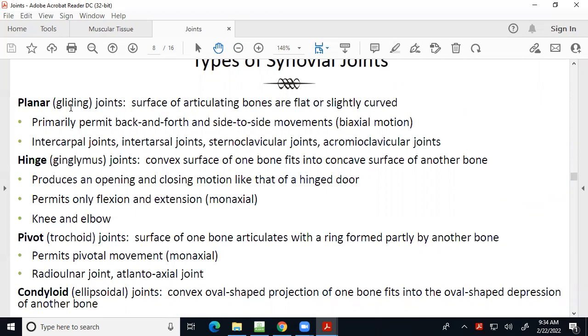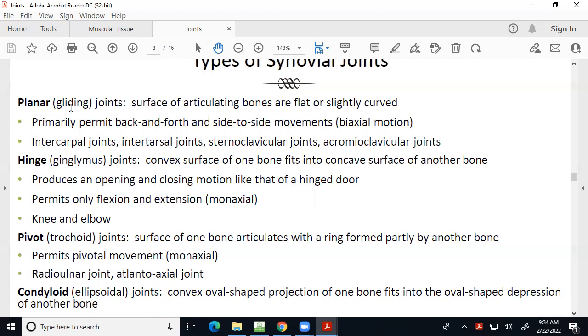Bi, hopefully you all know by now, is a prefix that means 2. If you think about the 3-dimensional world, there are 3 axes: front to back, side to side, and up and down. Planar gliding joints can perform 2 of those. Examples include intercarpal and intertarsal joints.